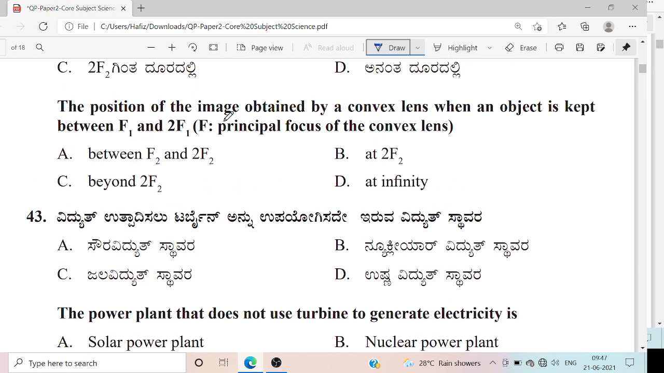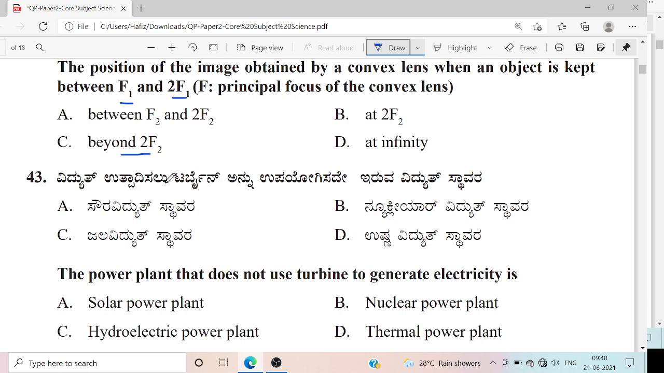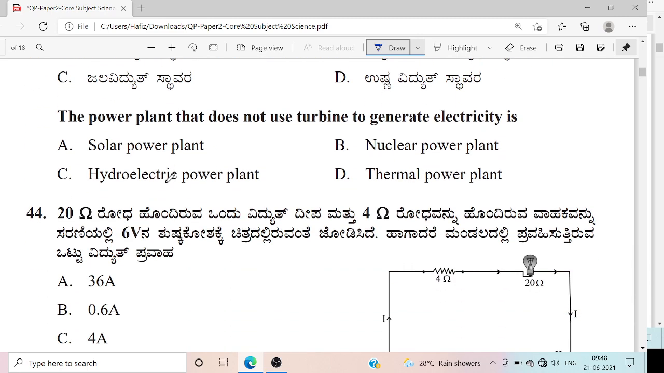The position of the image obtained by a convex lens when an object is kept between f1 and 2f1. See here, in the ray diagram image formation, you have all studied that when the object is placed between f1 and 2f1, the image will be formed on the right hand side and it will be beyond 2f2. Once you go through the diagrams, you will get to know that. Now the third question is on your screen.